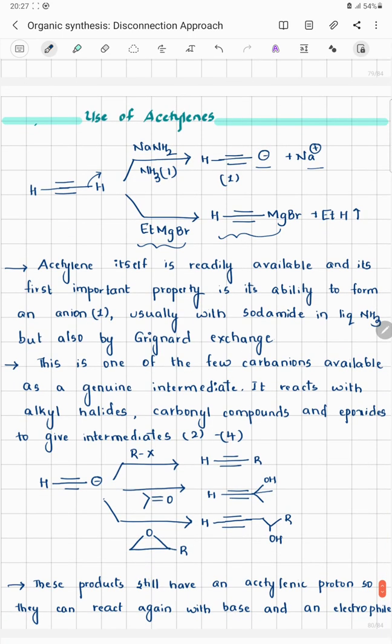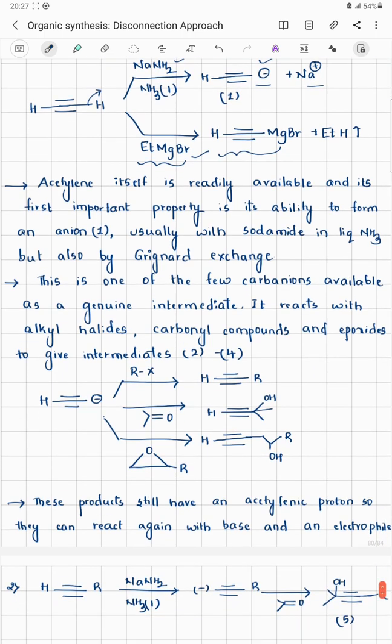Why this is very important is because acetylene itself is readily available and its first important property is its ability to form an anion. This is because the anion can be easily formed, usually with sodamide in liquid ammonia but also with Grignard exchange. We have easily observed that if I make use of sodamide or a Grignard reagent, I can easily generate an anionic system. This is one of the few carbanions available as a genuine intermediate.